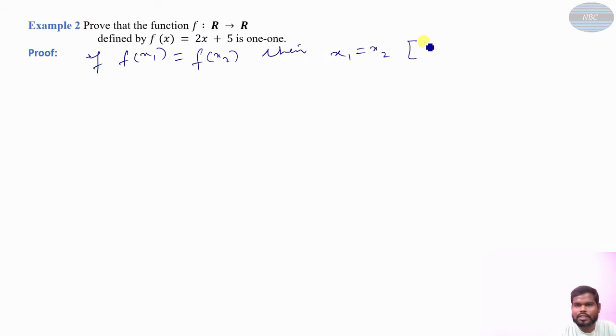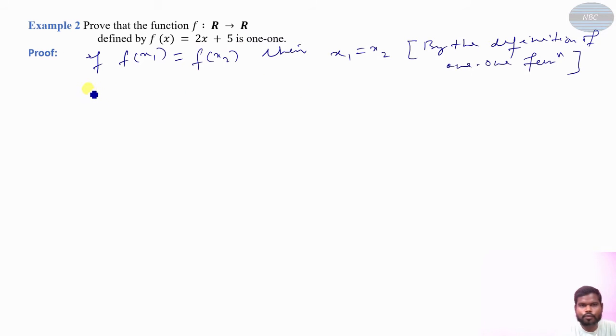Okay, so this is by the definition of one-one function. If f(x1) is equal to f(x2), then x1 is equal to x2. This is the definition of the one-one function. Now you have to prove this. So you have to start from this statement, if f(x1) is equal to f(x2), then you have to prove x1 is equal to x2. So we can say that f(x) is equal to 2x plus 5 is a one-one function.